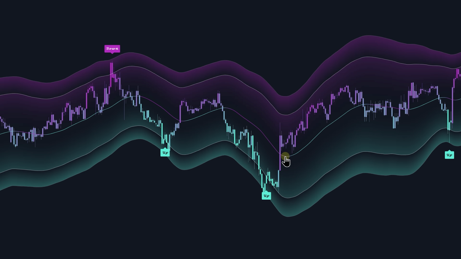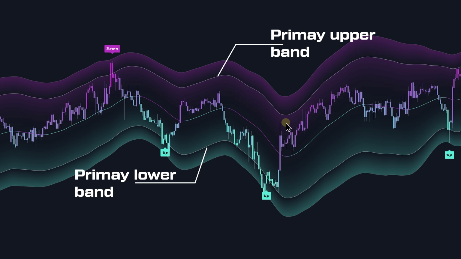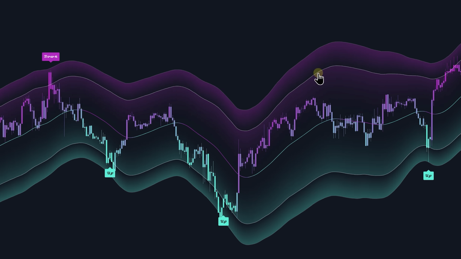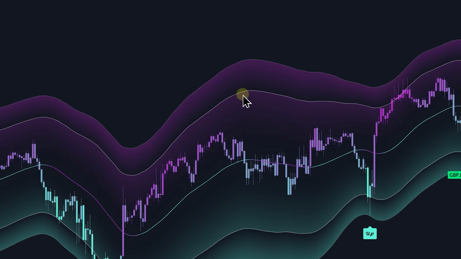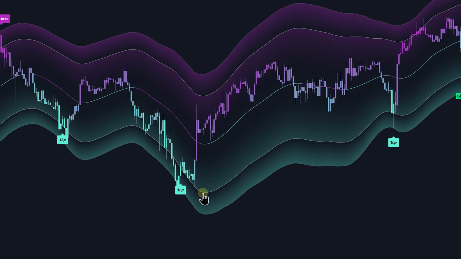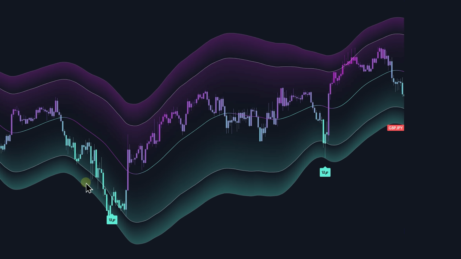The next components are the primary upper and lower bands. These create the main envelope around the fair value line. The upper band can act as dynamic resistance, while the lower band can act as dynamic support. However, these are not fixed levels. They expand and contract as the market's volatility changes. During high volatility, the bands move further away from the center line, but during quieter conditions, they become narrower and narrower. This stops the indicator from treating normal movement during a volatile session as extreme.